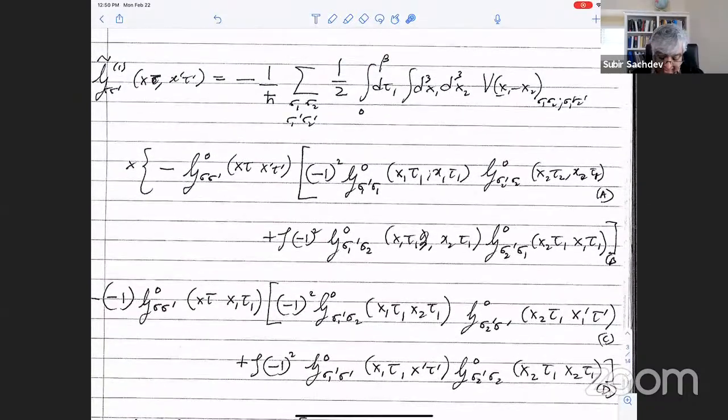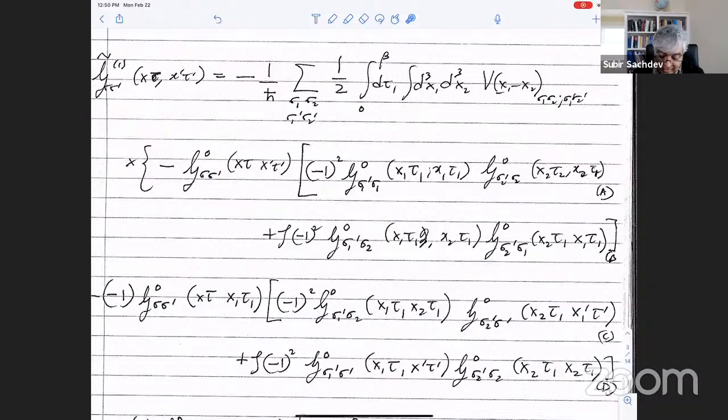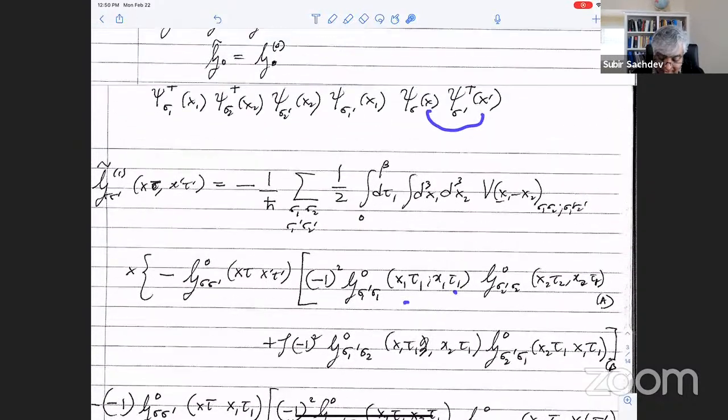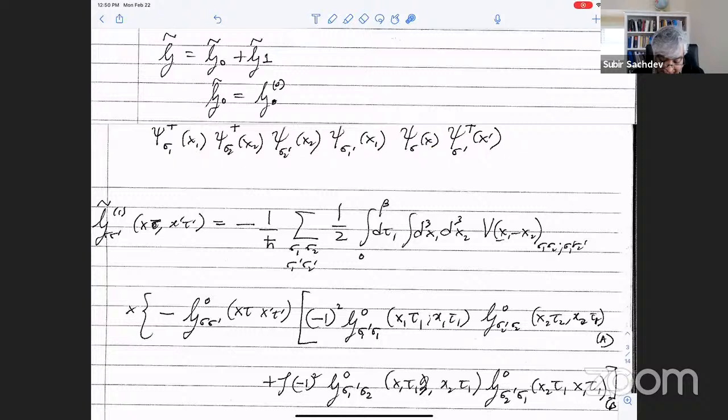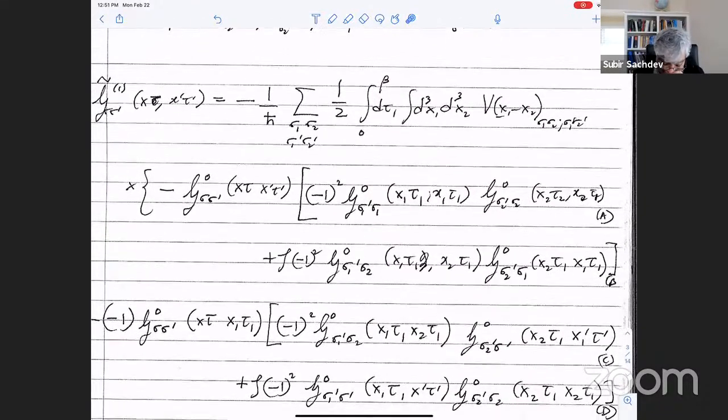There's six possible contractions, which I have laboriously written out over here. And these are written in terms of G0 because that's the Green's function of the zeroth order Hamiltonian. So for example, this term A, I've contracted X with X prime. So that's a contraction of this with this. And then here I contract X1 with X1. So that's a contraction probably of this one with this one, and this one with this one, and this one with that one. So that's one contraction. That's term A. What's term B? I think that's this one. And then you have something like this and this one. Okay, that's term B.